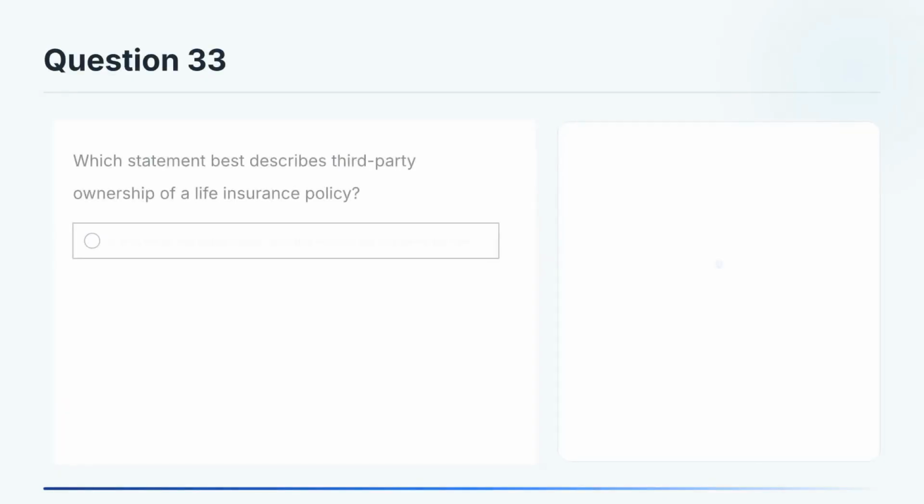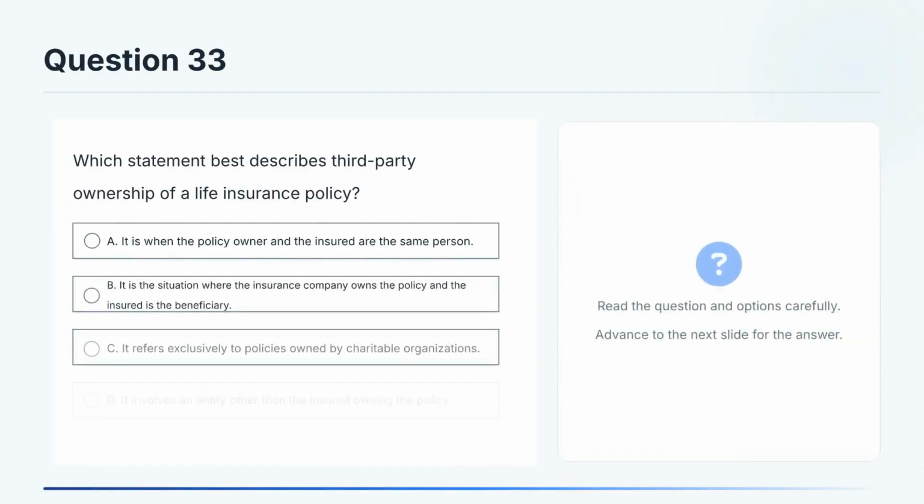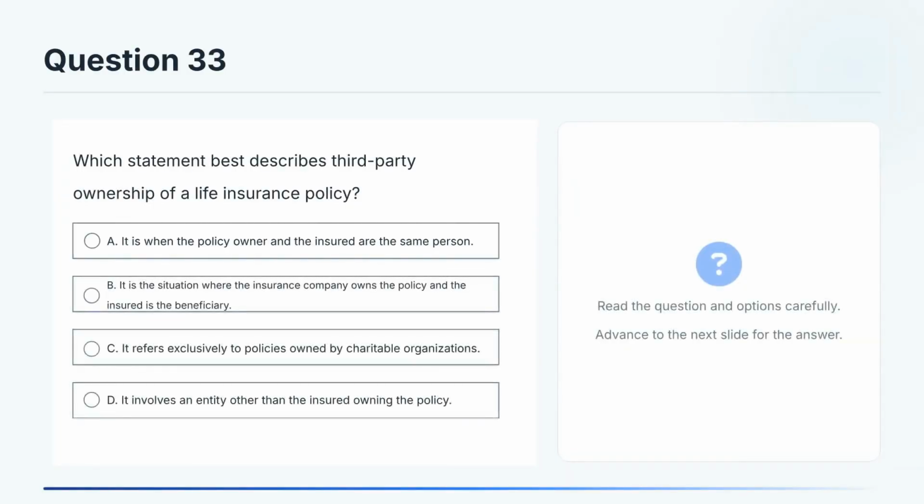Question 33. Which statement best describes third-party ownership of a life insurance policy? A. It is when the policy owner and the insured are the same person. B. It is the situation where the insurance company owns the policy and the insured is the beneficiary. C. It refers exclusively to policies owned by charitable organizations. D. It involves an entity other than the insured owning the policy.